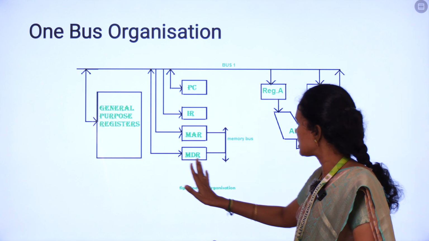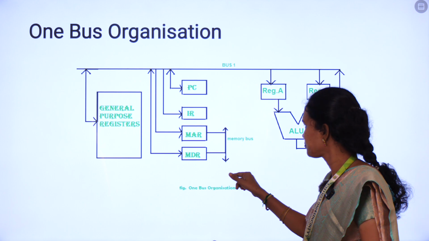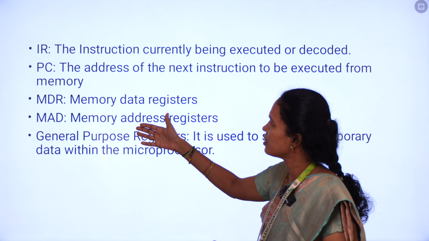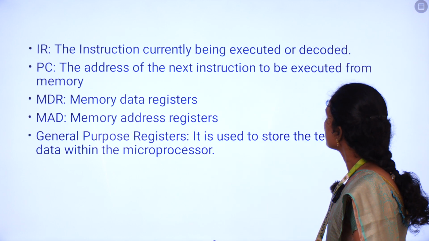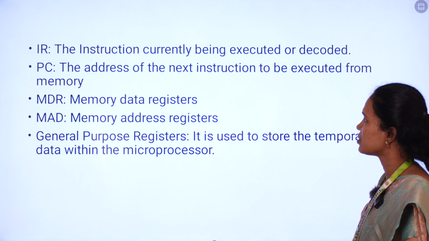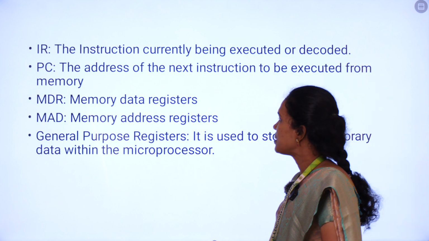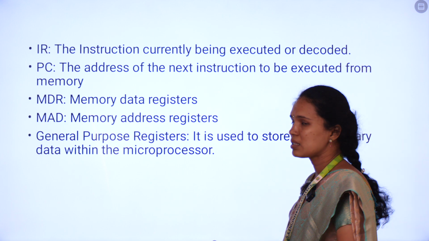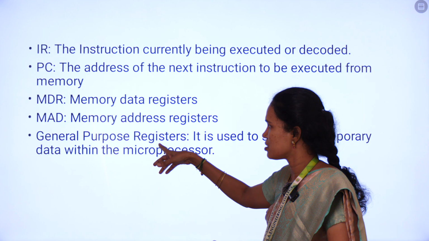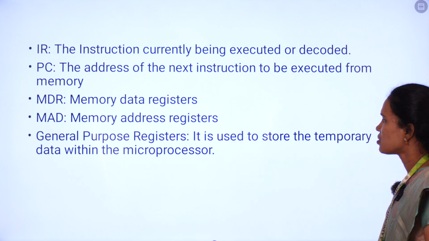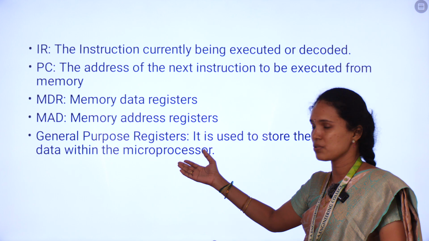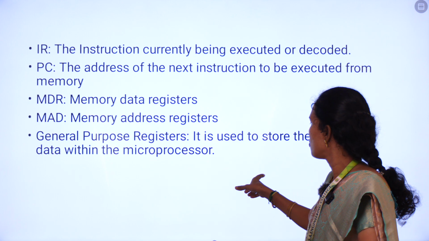So this is the basic structure of a bus organization. What we have discussed is given here: the instruction register, where the instruction currently being executed is decoded; the program counter, the address of the next instruction to be executed from the memory; and the memory data register and memory address register, which are in direct contact with the CPU, so they carry the data and the address. The general purpose register is used to store temporary data within the microprocessor. So if you want to store some data temporarily, we have to use the general purpose register. So this is the overall bus.